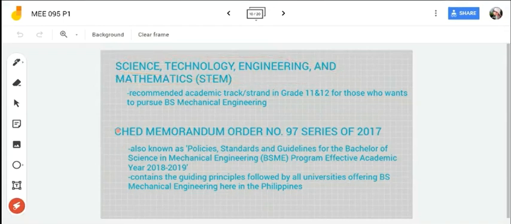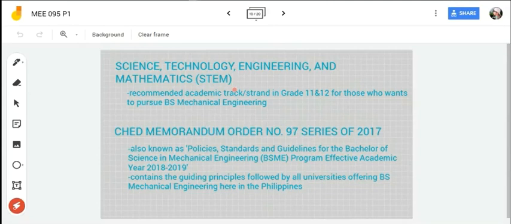The BS Mechanical Engineering program is actually under the CHED Memorandum Order number 97 series of 2017. So what is this CHED Memorandum Order number 97 series of 2017? It is also known as the Policies, Standards, and Guidelines for the Bachelor of Science in Mechanical Engineering program effective academic year 2018 to 2019.